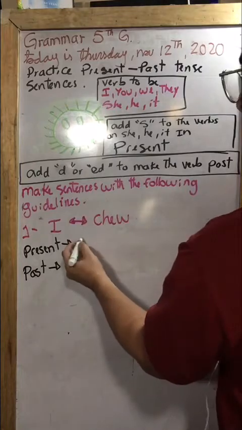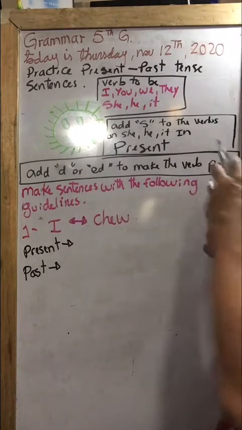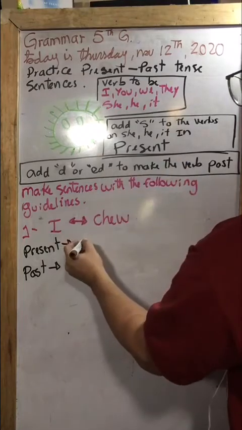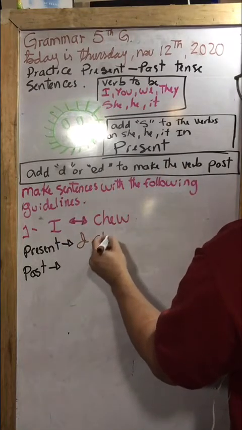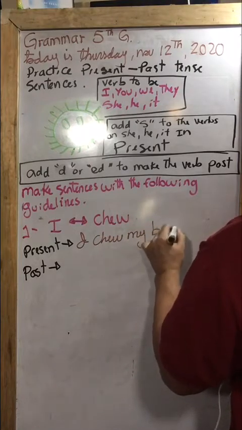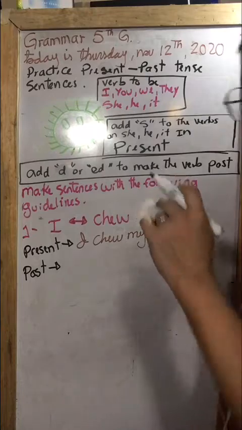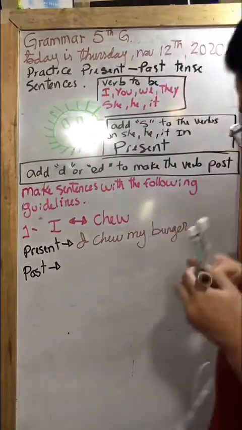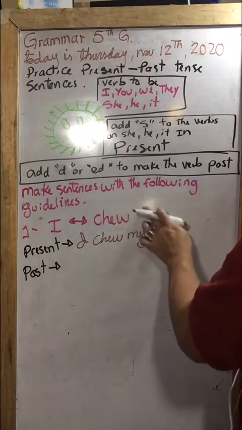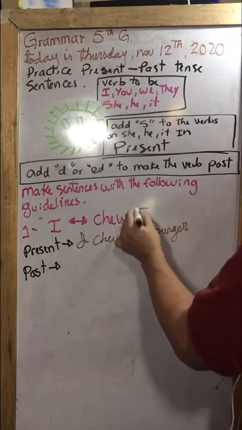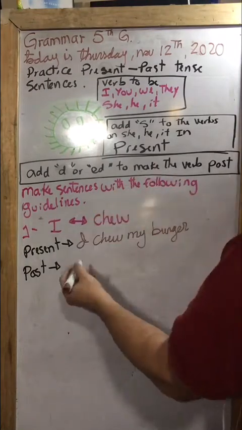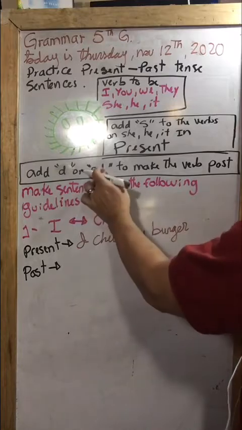For present, I can write: I chew my burger. Remember, if I'm writing cursive, you're writing cursive. And then for the past, this doesn't have an I in here. And if it had an I in there, it would be irregular, but it doesn't. So it's normal. So what I do, I add ed or the.